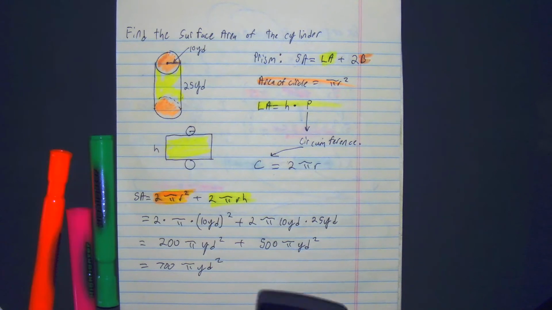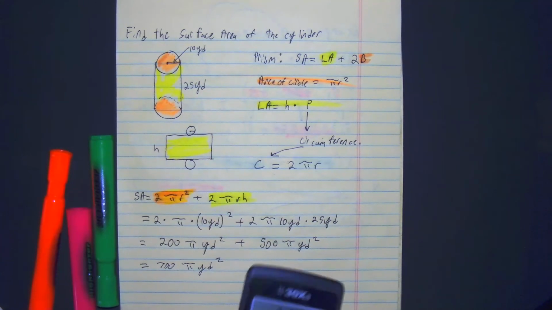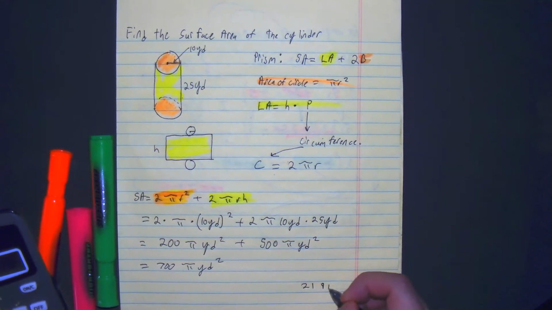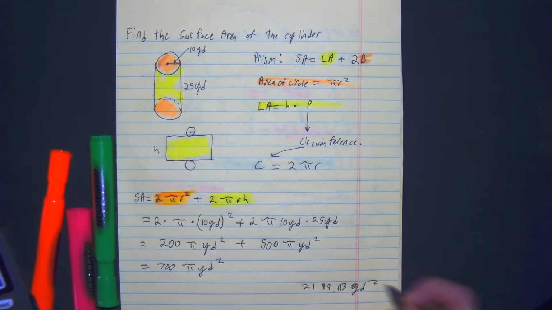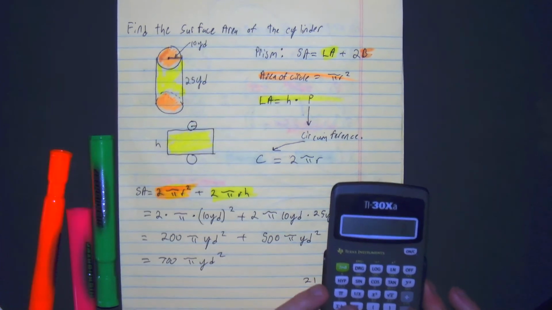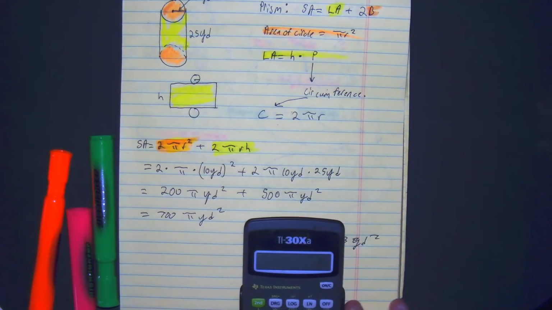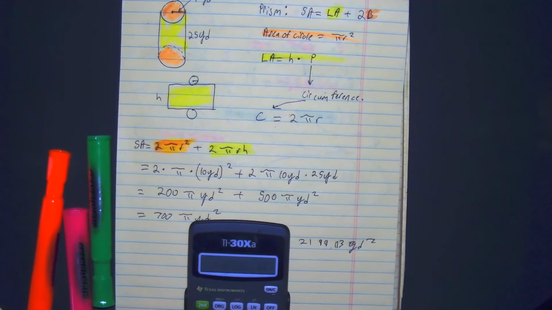So 700 times 3.14159, we get 2,199.133 yards squared. Let's just verify that. You could just do it by putting the calculator right here. Okay, good. 200 times 3.14159 plus 500 times 3.14159, and look at that, same exact thing.